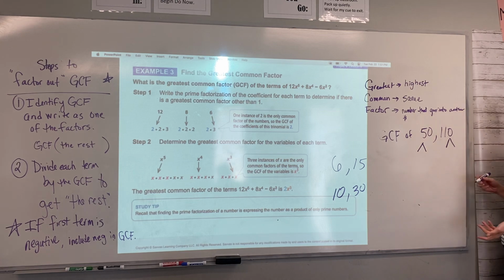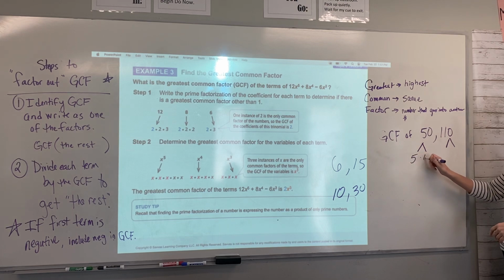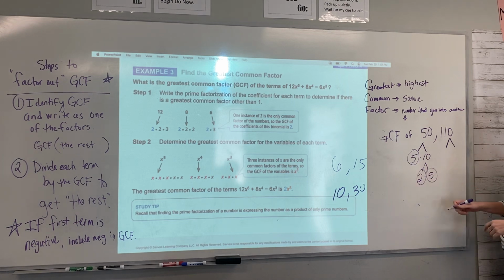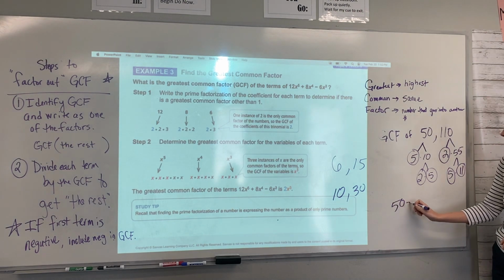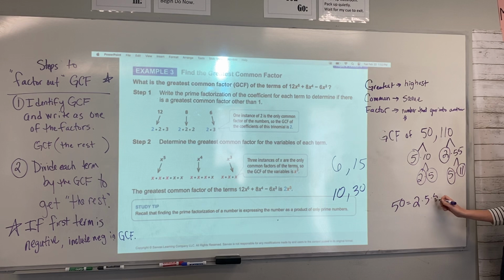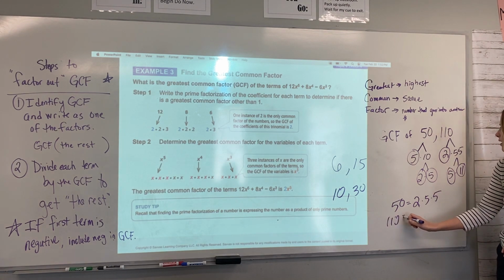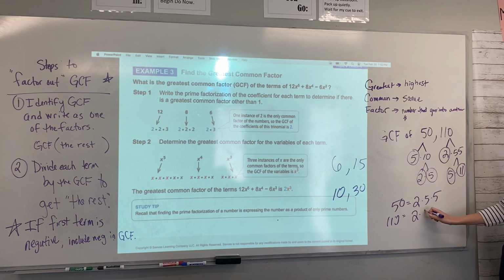But if you have numbers that get bigger, like you will on your homework, you'll have to break them down into 5 times 10, and you stop when you get a prime number. 10 is 2 times 5. And then 110, we have 2 times 55, and 55 will be 5 times 11. So 50 equals 2 times 5 times 5, and 110 equals 2 times 5 times 11.